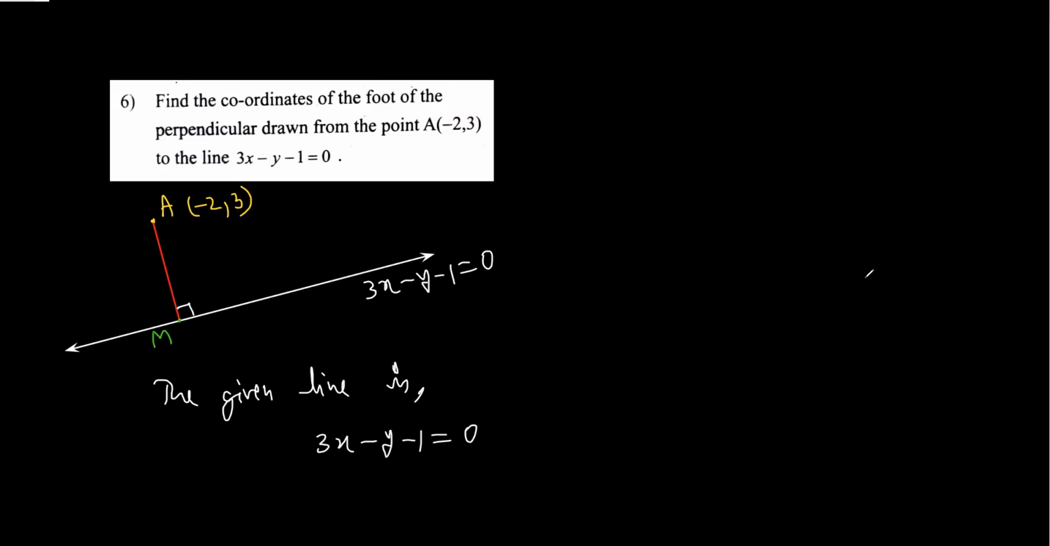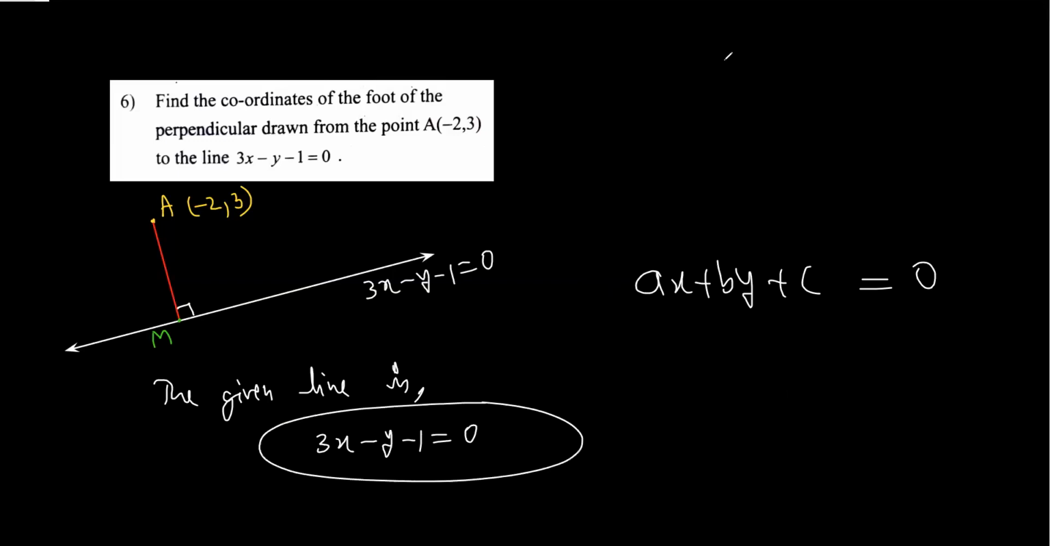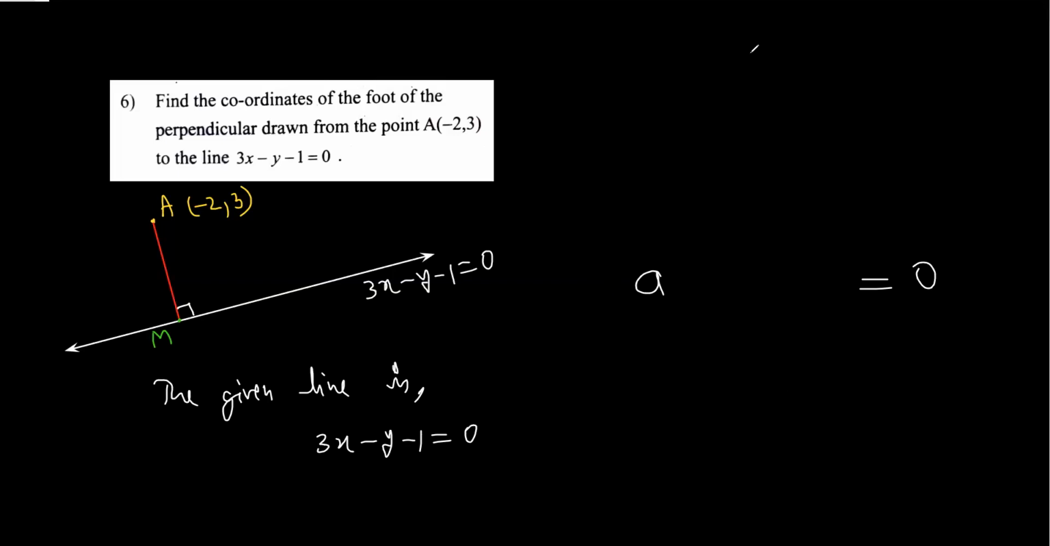Because see, the right hand side is 0 and on the left hand side I have ax plus by plus c. So this is the general form. The given equation is in general form. The right hand side is 0 and everything is on the left hand side: ax plus by plus c. Okay. So what I will do now, I will compare this with the general form.